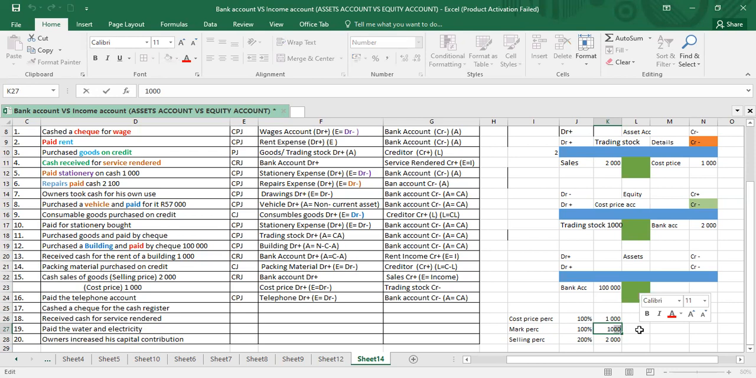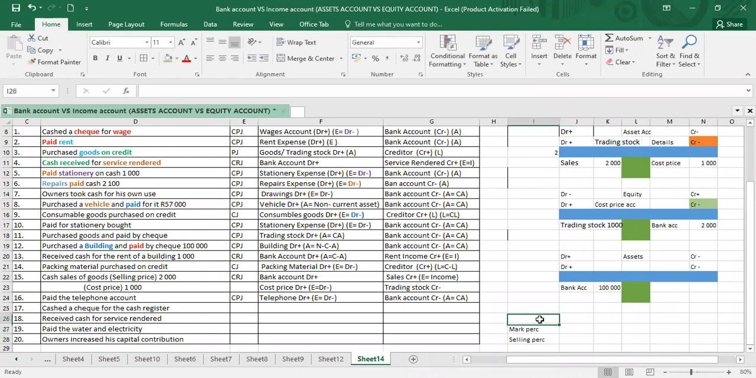Yes, it does. Someone says, okay, it seems like she did grab the explanation. You see, student, this is how I move. I cannot do something when it seems like I don't actually understand what I'm doing. So this is how we calculate things. And you have to know that the cost price percentage will never change.